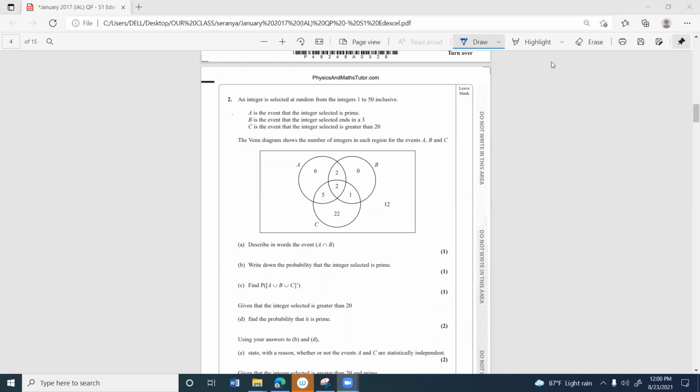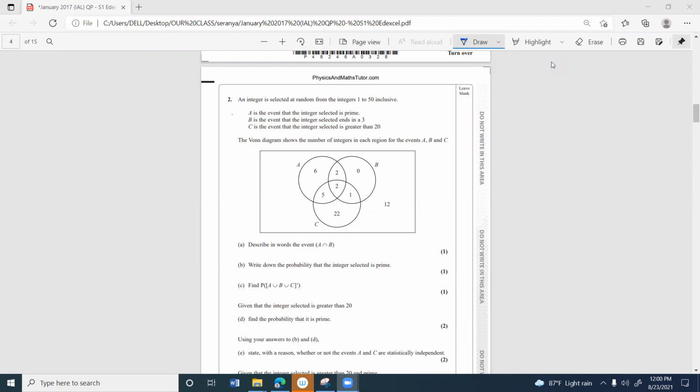An integer is selected at random from integers 1 to 50 inclusive. A is the event that the integer selected is a prime. B is the event that the integer selected ends in 3, right? And C is the event that the integer selected is greater than 20. So these are the three events.